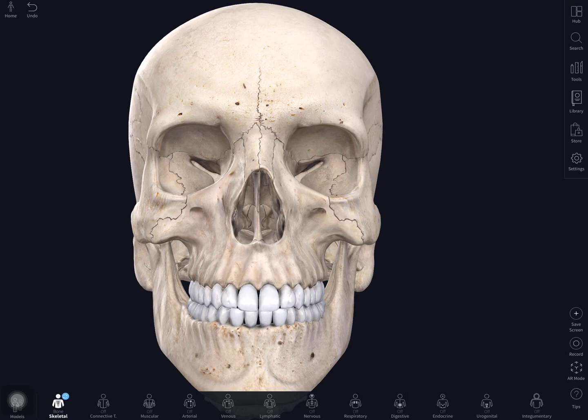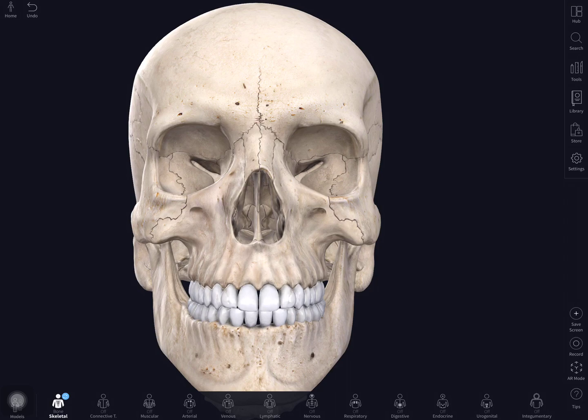And the calvarium is made up of a single frontal bone, two parietal bones, two temporal bones, one occipital bone, one sphenoid bone, and one ethmoid bone. Okay, so let's start by looking at the skull from the anterior projection, so we can get to know some of the anatomy and look at the way in which the bones articulate with each other.